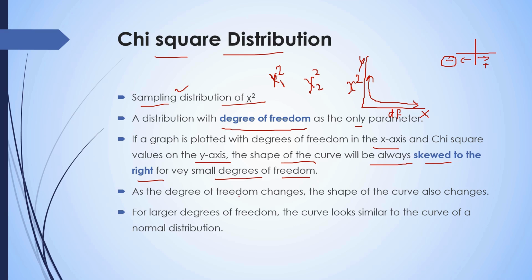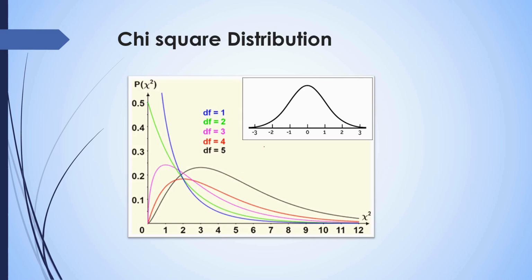As the degree of freedom changes, the shape of the curve also changes. For larger degrees of freedom, the curve looks similar to the curve of normal distribution. Now this is what I was telling you. So this is a normal distribution curve. I hope you remember this from one way ANOVA. We said that any statistic which is parametric, if you plot the data, you will get a bell-shaped curve. This is called a normal curve. And any statistic which is parametric will have this kind of a curve.